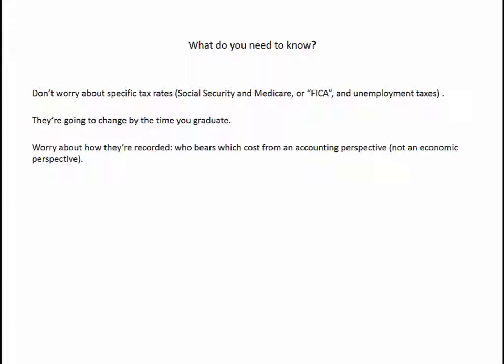And again, the rates change, and there's no reason to commit them to memory at this point. What you do need to worry about is how they're recorded. That is, who bears which cost from an accounting perspective, not from an economic perspective. Payroll taxes and the incidental compensation costs are an expense to the employer. Other costs are included within wages expense, those costs which are borne by the employee.